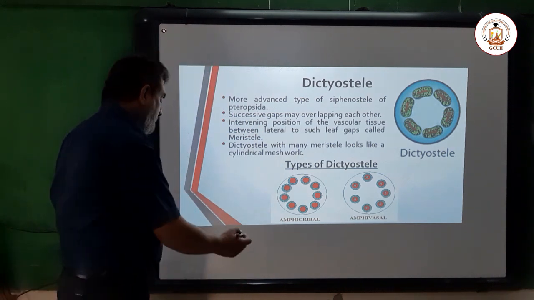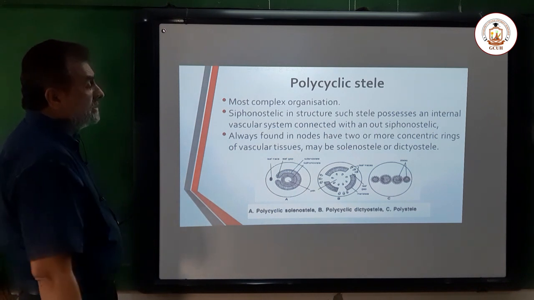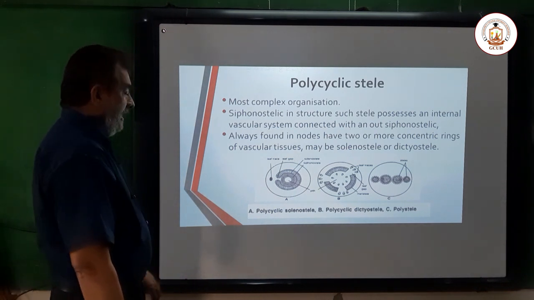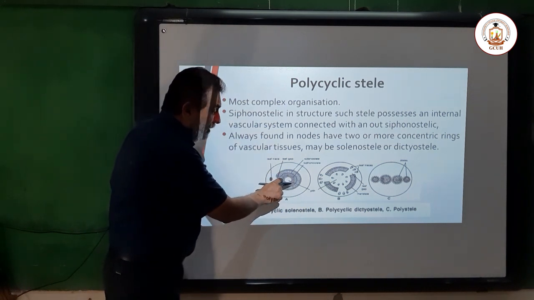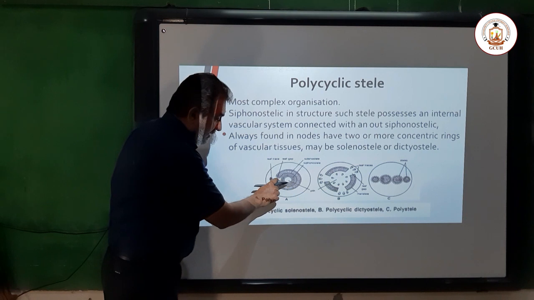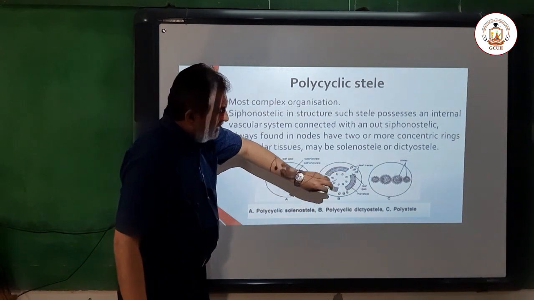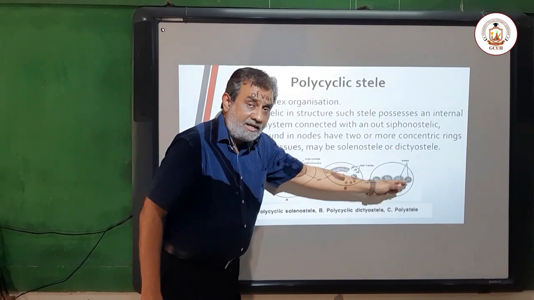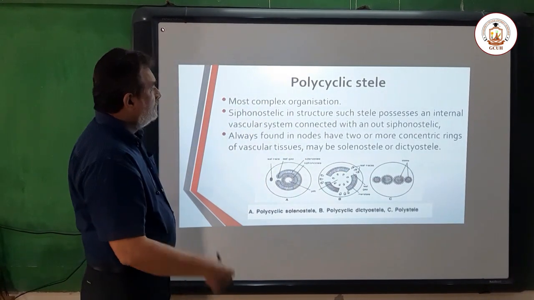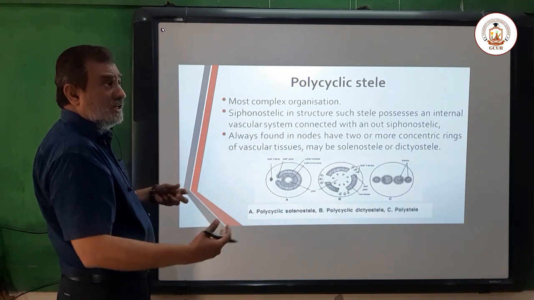So next, if we go to the next type, the polycyclic stele. Here, we have one type, same as here. The leaf gaps are overlapping, it's not here, but the leaf gaps up to here, the pith is here, xylem phloem are here. If you see here, some of the parts are going to move away and they are arranged in this manner. So these are the polycyclic, the most complex organization found in the higher plants.